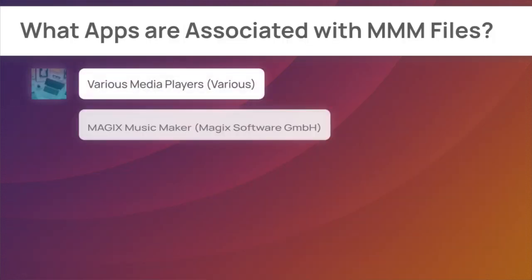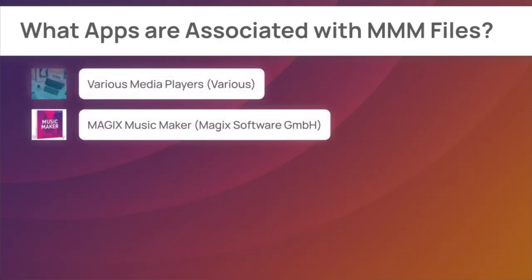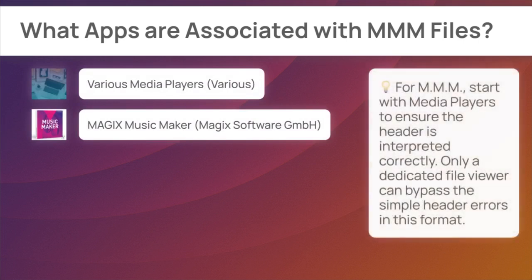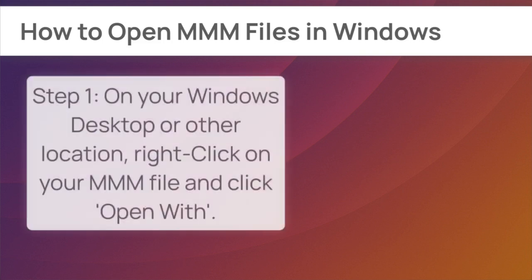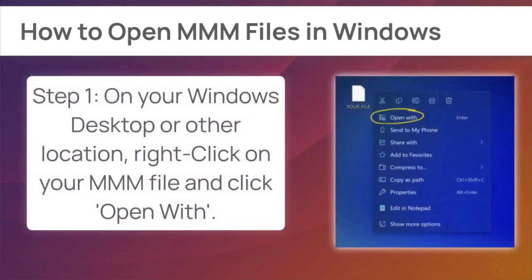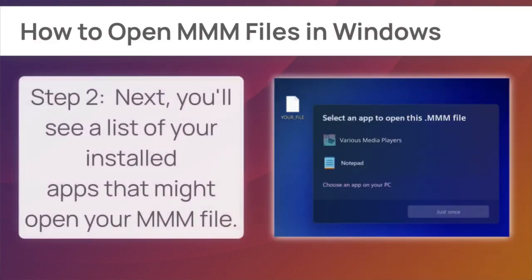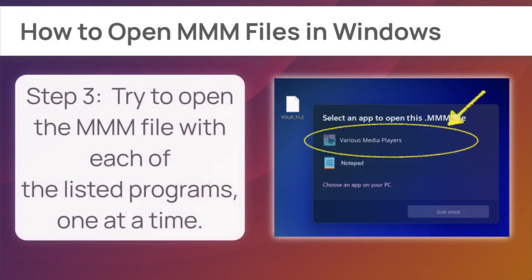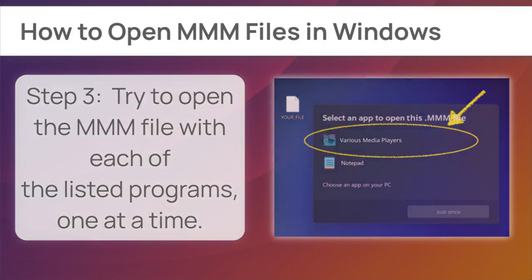Typically, MMM files open best using media players. The file's minimalist design confuses most native Windows file handlers. Windows works well for playback, but not for editing workflows that need multiple tracks or effects. We'll systematically check compatibility. Right-click your MMM file and choose Open With. Start with the most relevant-looking option in the list, especially anything mentioning media players. If it fails, try the next app until one opens it.